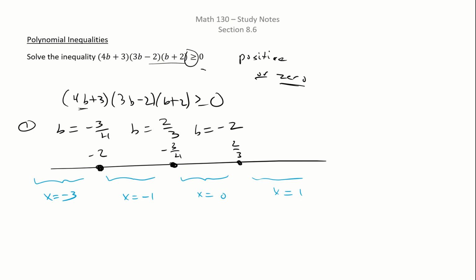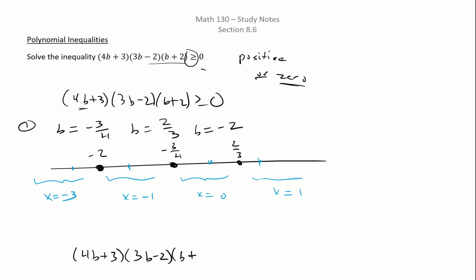So I'm just picking numbers that are in between. Negative 3 is here. Negative 1 is here. 0 is like here. And 1 is right here. Okay, we're picking these numbers in the intervals. And we have to plug it into this guy. This time what I'm going to do, in fact, I'm going to write this whole thing down here so I can see it better. So 4b plus 3, etc.